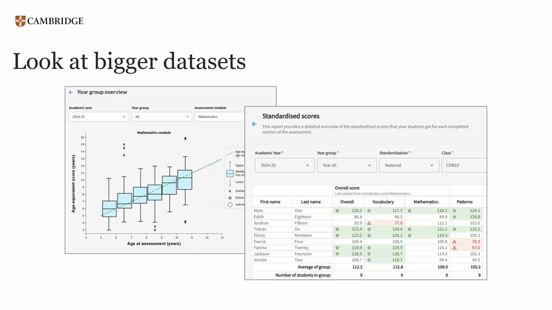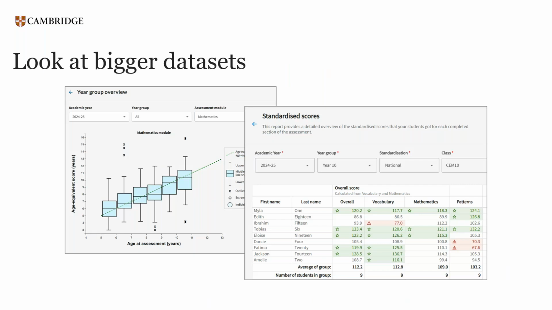So for example, you might want to look at the scores table there on the right that contains all of the scores for all of your students in your class. And you can look for patterns and trends, and that again can lead to data-informed decisions for your planning. Or that report on the left there is a group overview so that you can see the strengths and the needs of different year groups in your school.